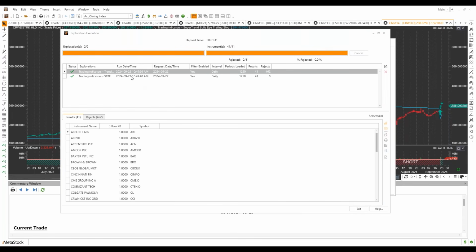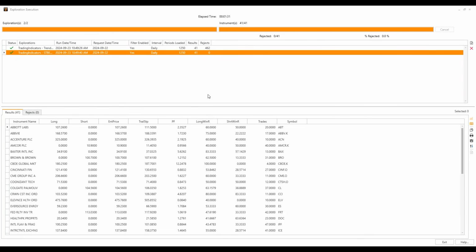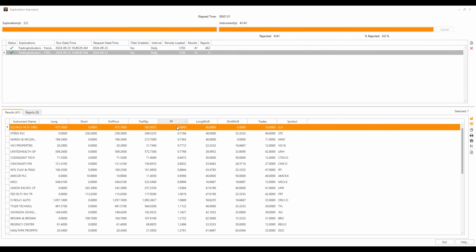All right, so this is almost done. It's completed. And now we can just focus on the result of the second scan, because we know whatever we're going to see here is currently in a pullback state and has either a long or short trade with SuperTrend Bull Eye. Perfect. All right, so we've done this. And now what I'm going to do, I'm going to sort once again by my profit factor. Okay, and we can now see here, these are my results. Perfect.